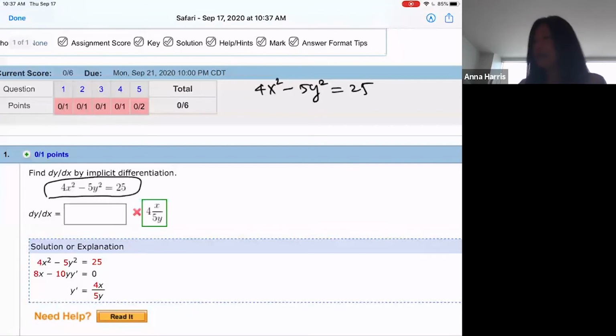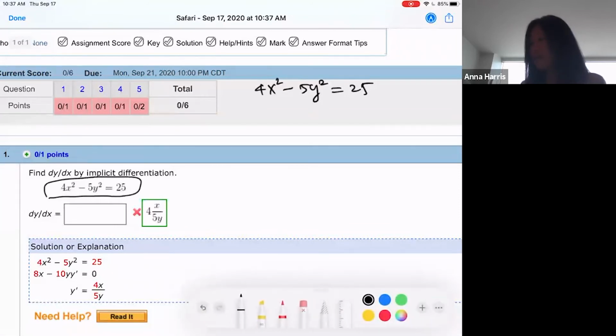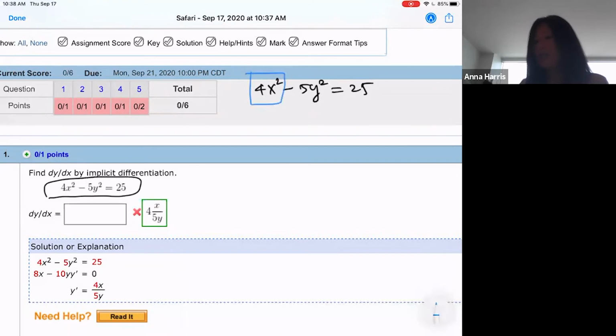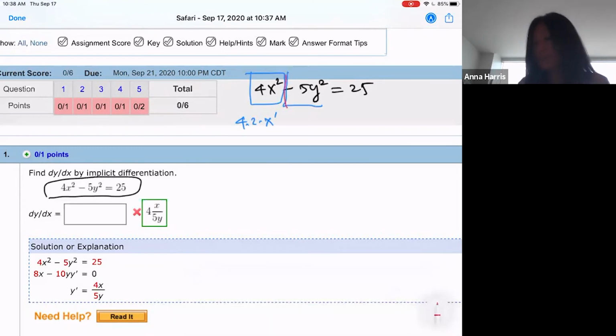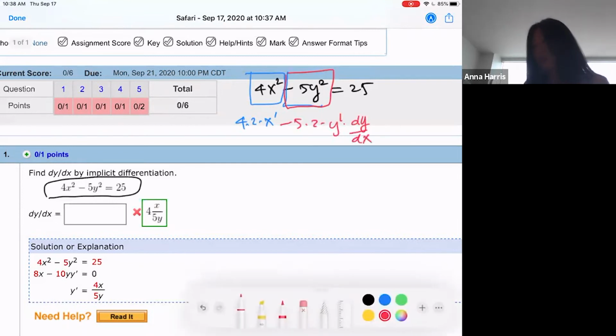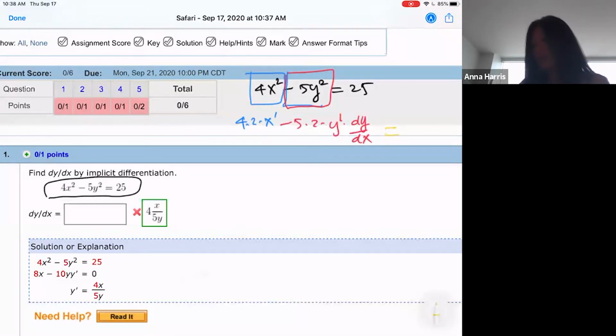All right, so now look at this problem. We're gonna look at one at a time. What is the derivative of this? That'll be, you're gonna say 4 times 2 times x to the 1 power. Okay, and what's the derivative of that? You're gonna say that's the same as negative 5 times 2 times y to the 1 power dy dx. The last thing, what's the derivative of this? It's just simply 0 because it's constant by the constant rule.